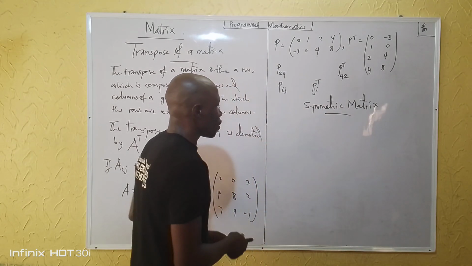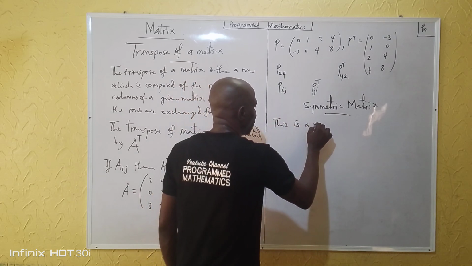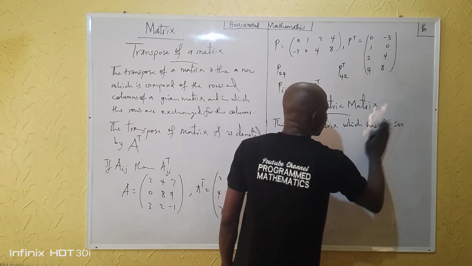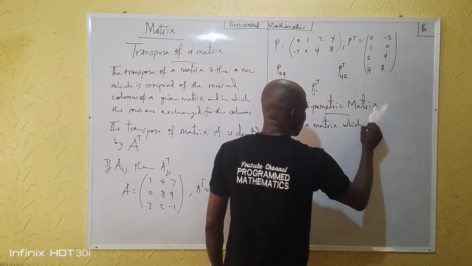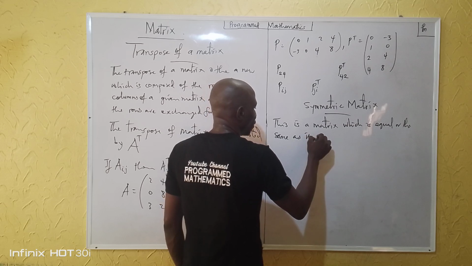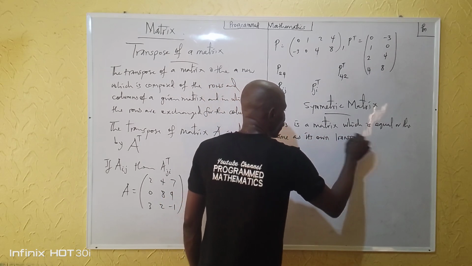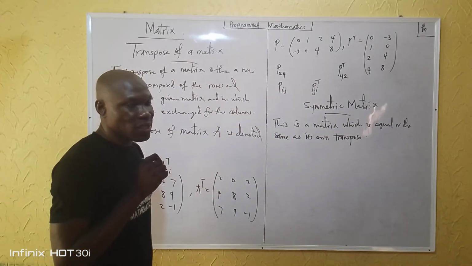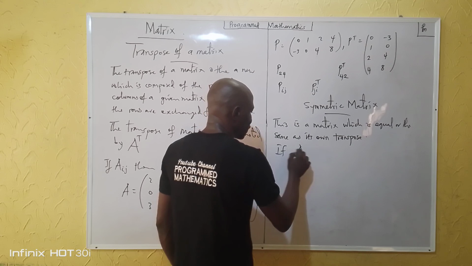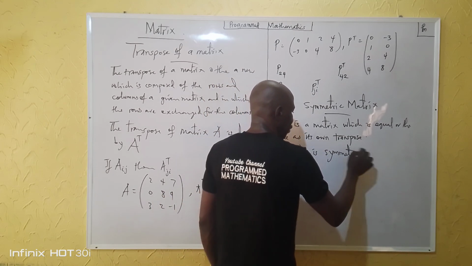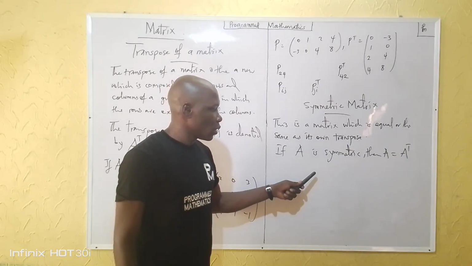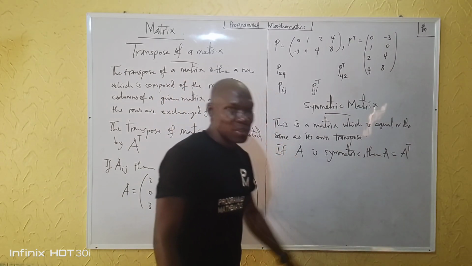So when we say symmetric matrix, this is a matrix which is equal, or the same, as its own transpose. A matrix which is the same as its own transpose is said to be a symmetric matrix. Now, if matrix A is symmetric, then A is equal to A transpose. If matrix A is a symmetric matrix, then the matrix A will be the same as its own transpose.